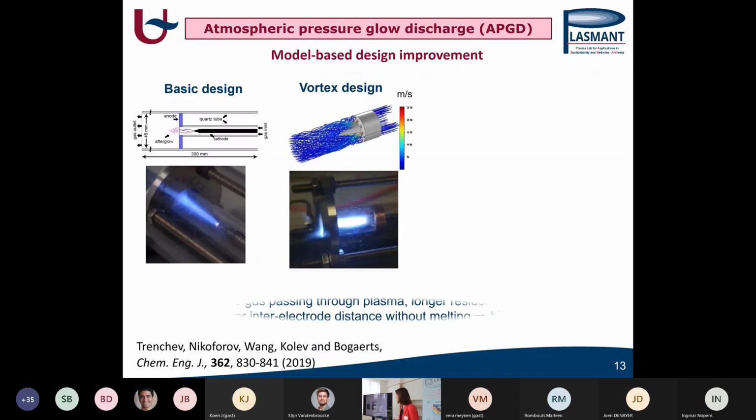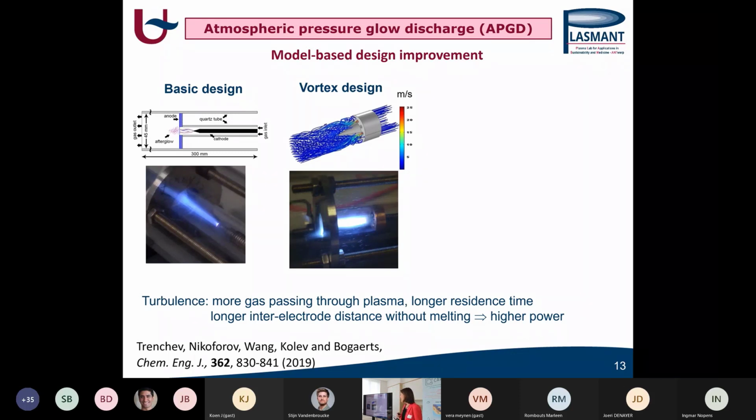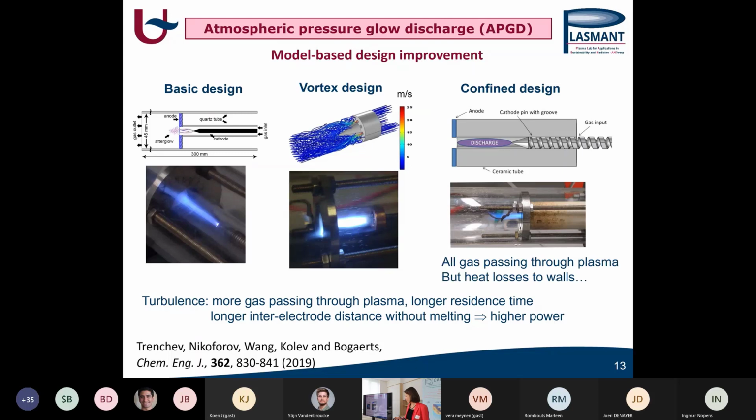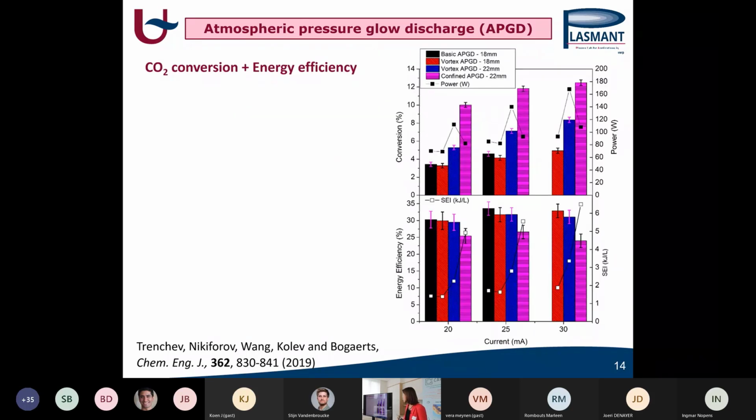So there is a basic design, and then we had another design which was based on a vortex flow, where we found that turbulence made more gas pass through the plasma. So there was a longer residence time of the gas in the plasma, which could also improve the conversion. And also because of the turbulence, there was more cooling so that we could use a higher power, and that could also improve the conversion. And then we also designed what we call a confined design so that all the gas could pass through the plasma.